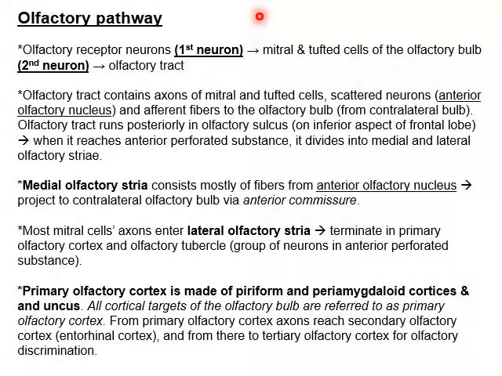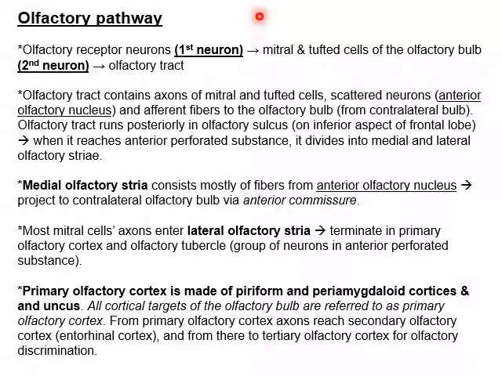The olfactory tract runs posteriorly in the olfactory sulcus or olfactory groove in the inferior aspect of the frontal lobe. When it reaches the anterior perforated substance, it divides into the medial and lateral olfactory stria, as you have seen in the previous slide. The medial olfactory stria consists of fibers from the anterior olfactory nucleus, and they project to the contralateral olfactory bulb via the anterior commissure that you'll see in the following slide.